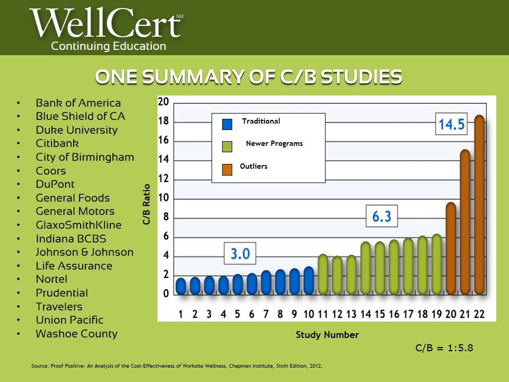So they are producing a return of $6.30 to each dollar of cost, or 630% return on investment. The last three that you see are 20, 21, and 22. Those particular studies included reports that averaged a 14.5 cost benefit yield, which means 1,450% return. Those are what I would consider to be outlier types of studies.